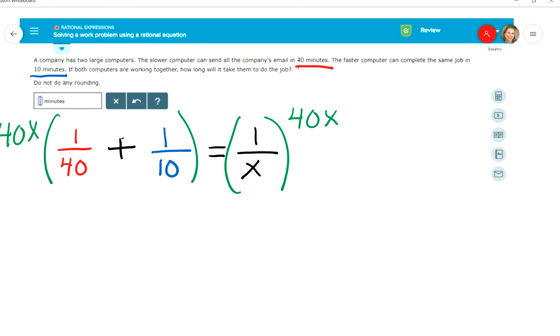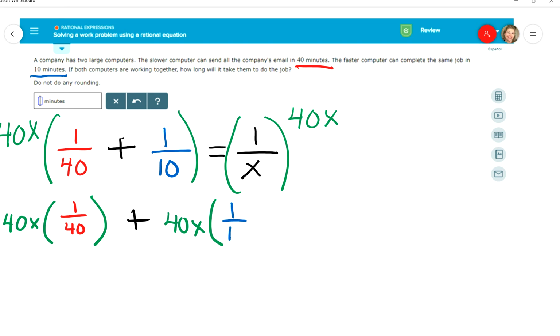Now on the left side, I'm going to have to distribute. I'm going to take the 40x times the 1 over 40, plus the 40x times the 1 over 10. And that's going to equal, on the other side, the 40x times the 1 over x. Basically, all of these 40x's, I could literally put over 1 and it would be the same thing.